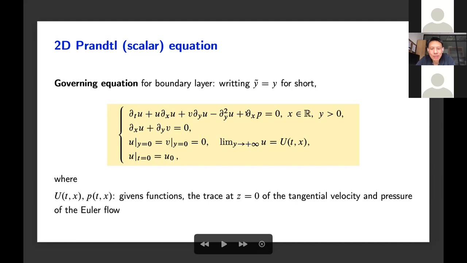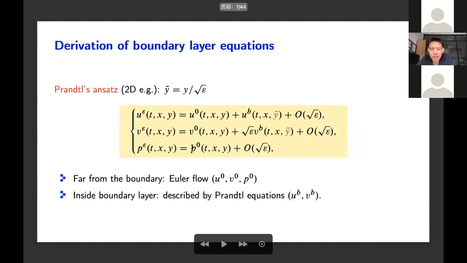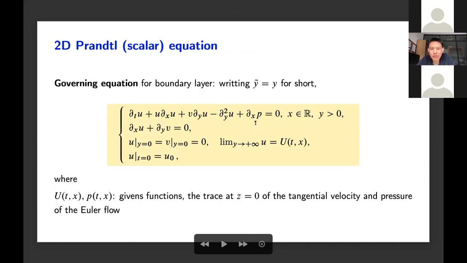Here the pressure and the capital U are given functions. In fact, they are just the trace of p^0 and the trace of u^0. So this is a given function. In fact, this is a scalar equation, because we can use the divergence-free condition and the boundary condition to write the expression of v. So this is just the equation of u in terms of u.